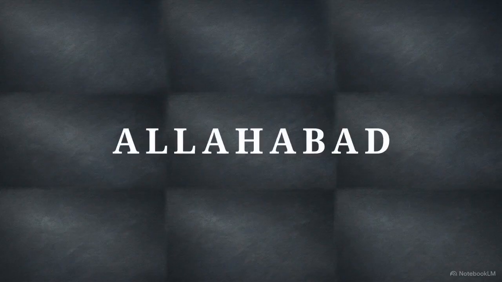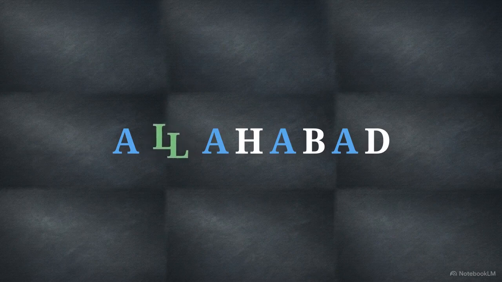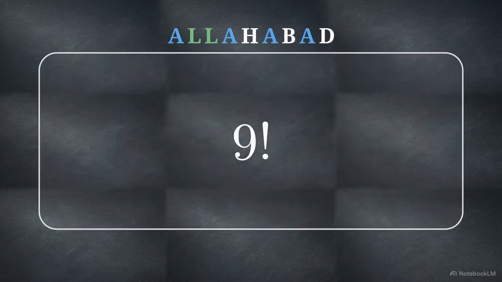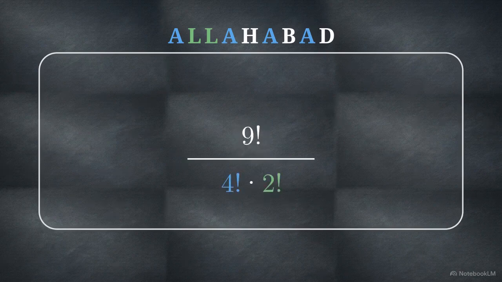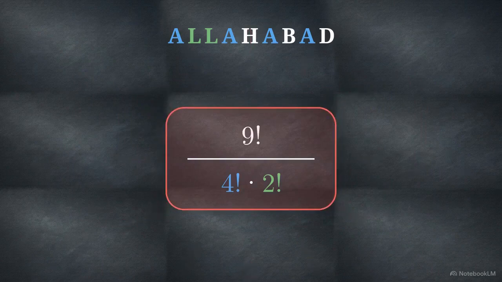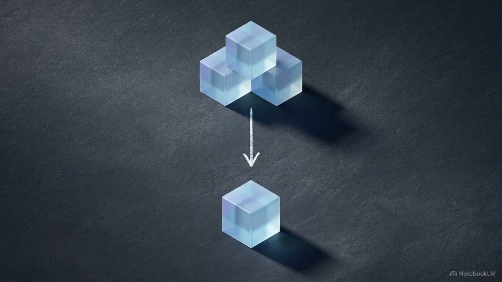Swapping the position of 2 identical A's does not change the physical arrangement of the word. These swaps generate identical configurations that must be accounted for. We correct this by dividing the total system of 9 factorial by the internal permutations of the repeating elements, 4 factorial and 2 factorial. In advanced combinatorics, division serves to eliminate redundancy, collapsing identical configurations into a single unique state.